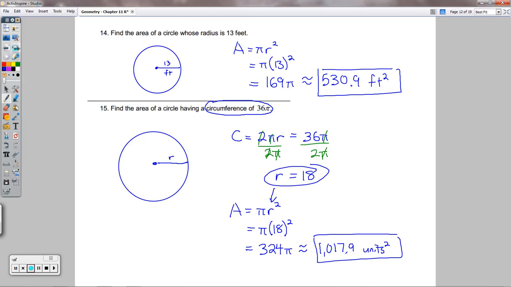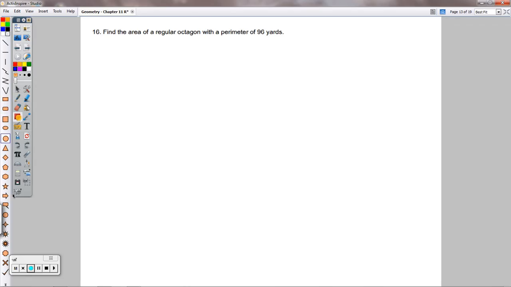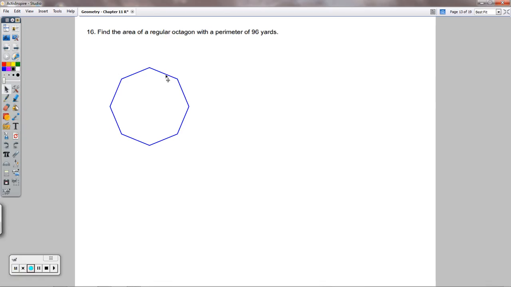Number 16. Find the area of a regular octagon with a perimeter of 96 yards. I think I actually have an octagon shape here. Is that the octagon? Yes. So let's see if I can get a regular octagon here. That looks pretty close to a regular octagon, and I'll just rotate it to make it a little easier to show you what's going on here.